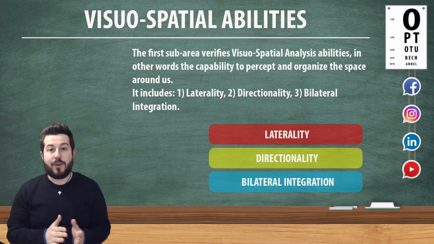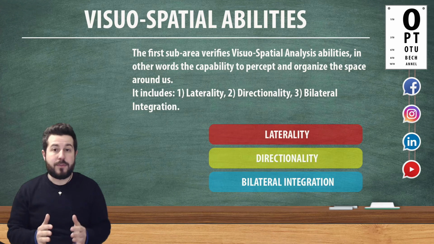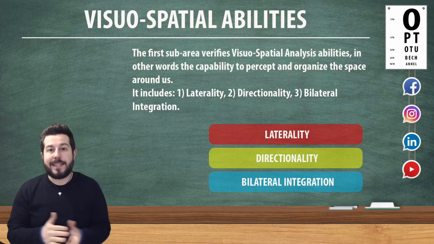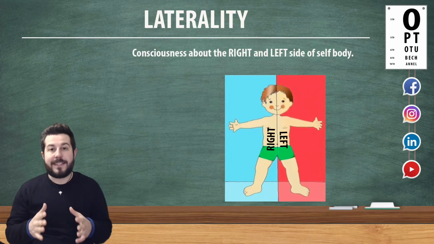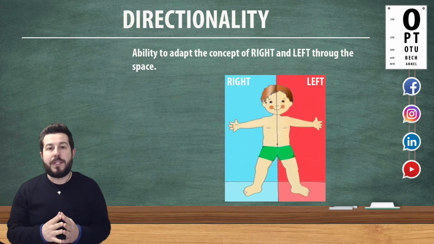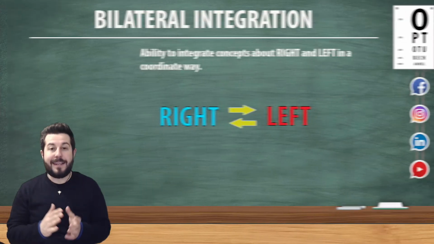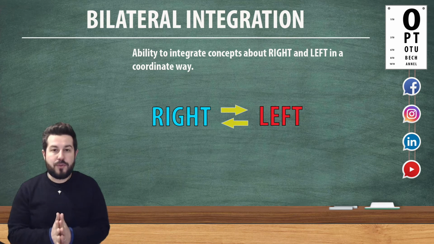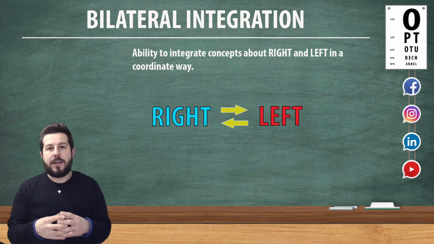The first sub-area is called visuo-spatial abilities and includes laterality, directionality, and bilateral integration. This area verifies the way in which a patient has organized and represents the space around him or her. In fact, laterality is the ability to be conscious of the right and left side of our body. Directionality is the ability to project in the space around us the concept of left and right, and bilateral integration is the ability to use the concept of left and right and to integrate these concepts.